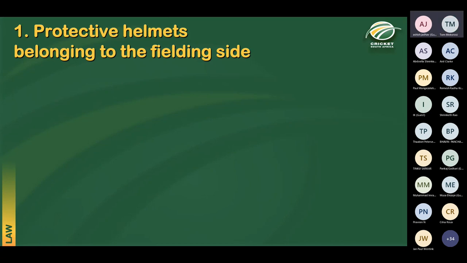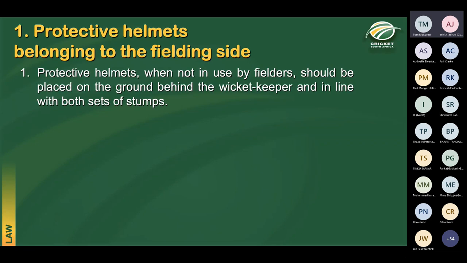We've spoken in a few other parts of the law about protective helmets belonging to the fielding side, and we saw that one of the ways a ball becomes automatically dead is when the ball goes through the wicketkeeper's legs and hits the helmet placed on the ground behind the wicketkeeper. So when not in use by fielders, protective helmets should be placed on the ground behind the wicketkeeper and in line with both stumps. That is the most hidden position on the field, which is why the law suggests this is where that spare helmet should be placed.